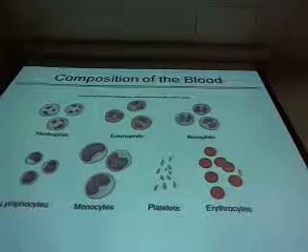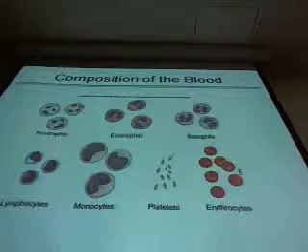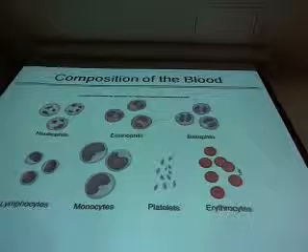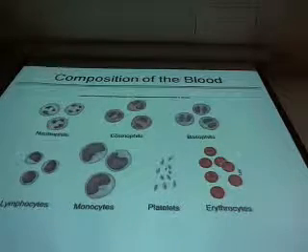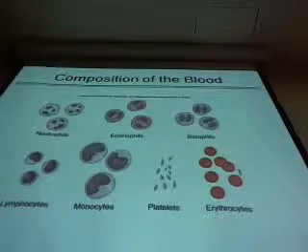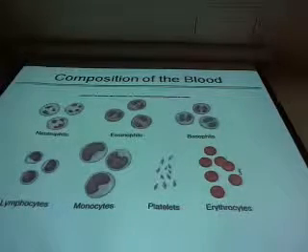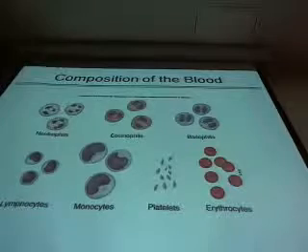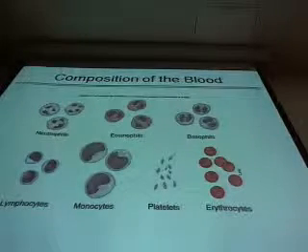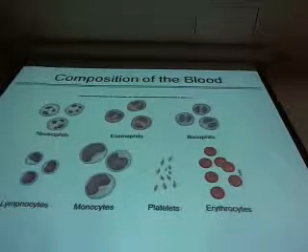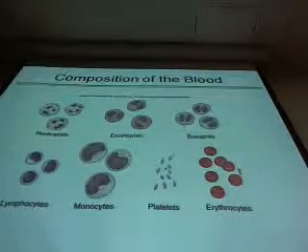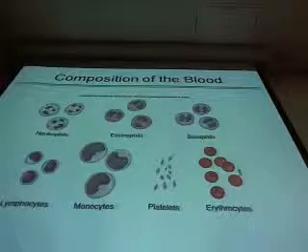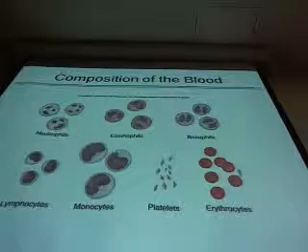Basophils. Basophils are only about 0.1% of the blood. Normally, if you see them, you're looking at a heavy metal poisoning. And here you have a lymphocyte. Lymphocytes are the ones that produce a lot of the antibodies, a lot of the gamma globulins. They fight viral disease.